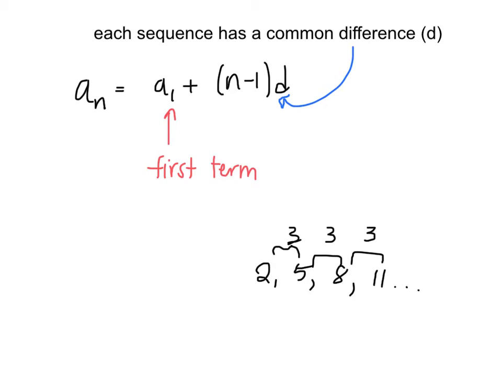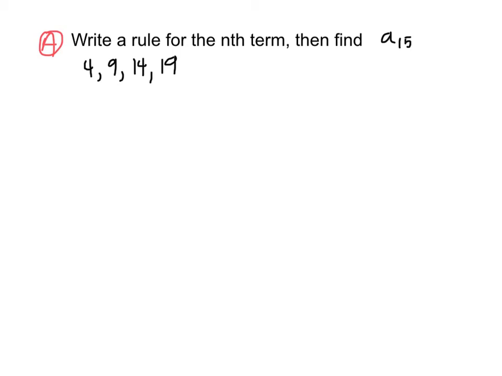When we write this out in a formula, we have a sub n equals a sub 1 plus n minus 1 times d, in which a sub 1 is our first term and d again is our common difference. So we're told to write a rule for the nth term and then find a sub 15 for this series.